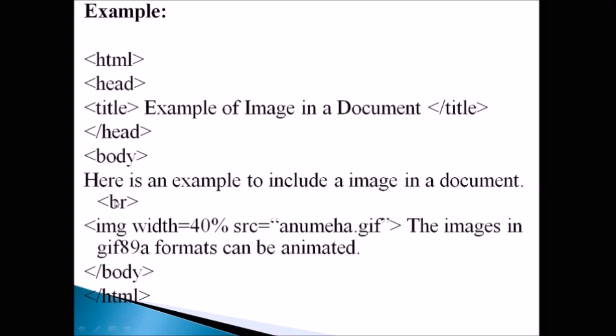Okay, and then there is a line break, and then the image tag is used. The image tag has its properties, isn't it? Width 40, src, anumeha.gif. So this file is going to be extracted here. This is the source of this image, and then the width of the image is given here.